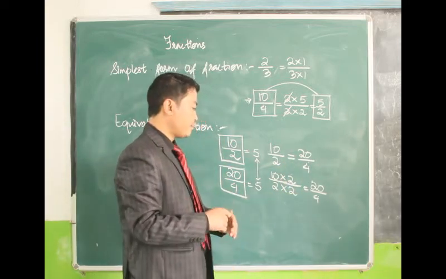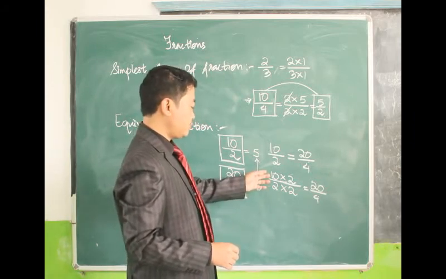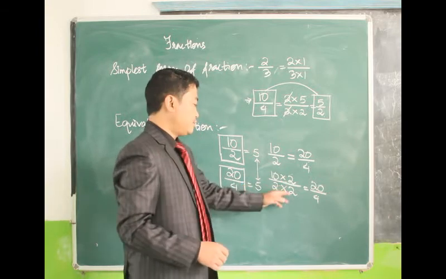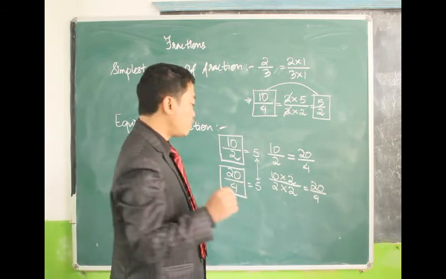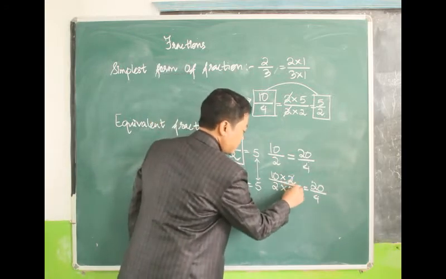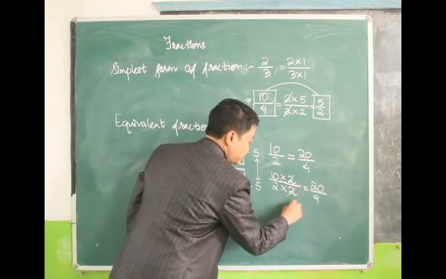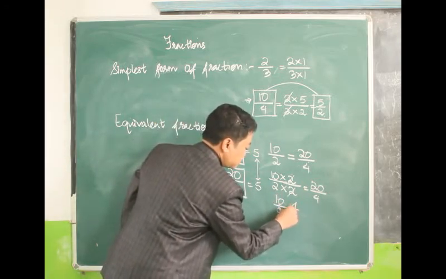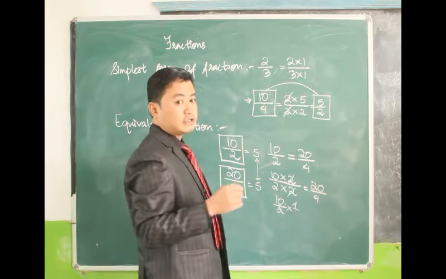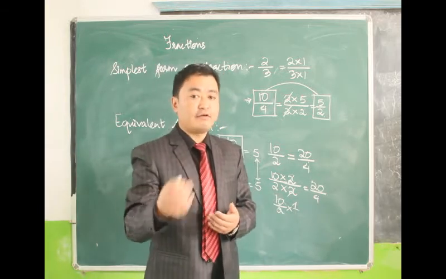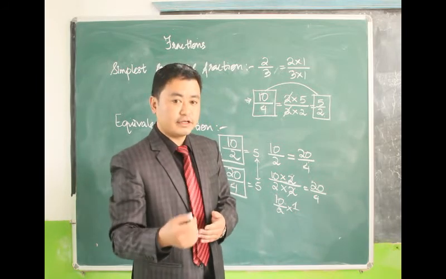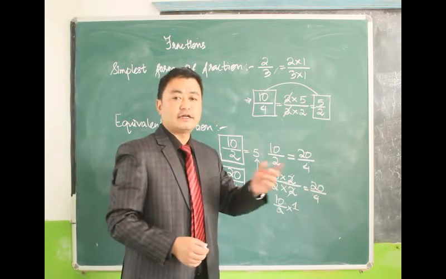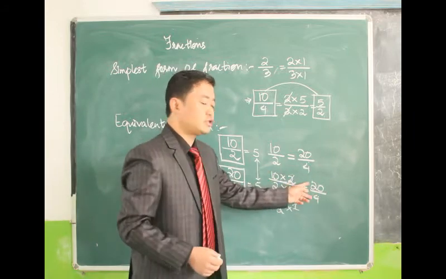So 10 divided by 2, times 2 in the numerator and 2 in the denominator, gives 20 by 4. Actually, what is happening here is that the 2 and 2 can be cancelled, since 2 divided by 2 is 1. So 10 divided by 2 is actually being multiplied by 1. We know that whenever a number is multiplied by 1, the value doesn't change. That is why the values are the same for 10 divided by 2 as well as 20 divided by 4.